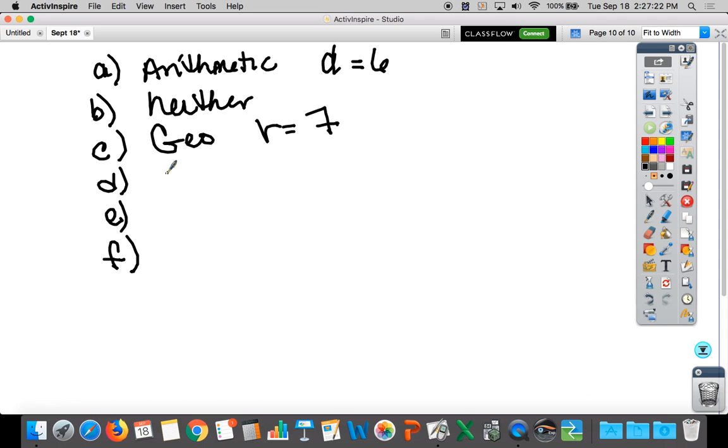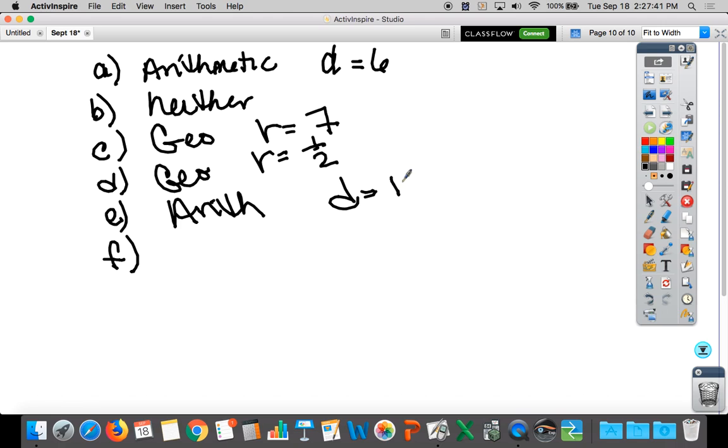D. Geometric, and its common ratio? Yep, 0.5 or 1/2, doesn't matter. E. Arithmetic. Yeah, it's a little hard to say. Arithmetic, I'll take that. What is the common difference? 15. And the last one? Geometric, and its ratio is negative 3. All right, any problems or questions with coming up with whether it's arithmetic or geometric?